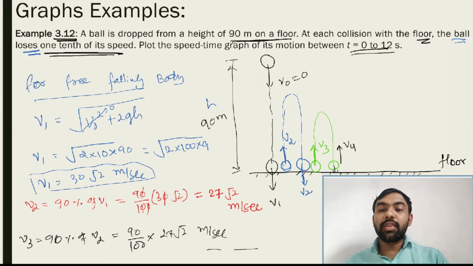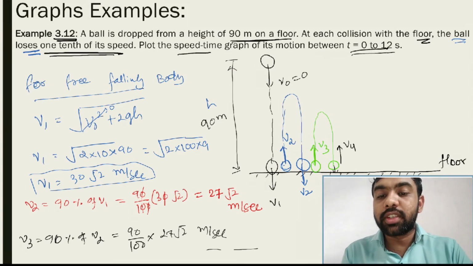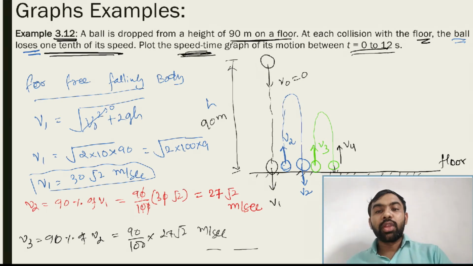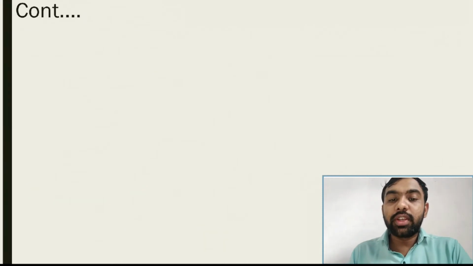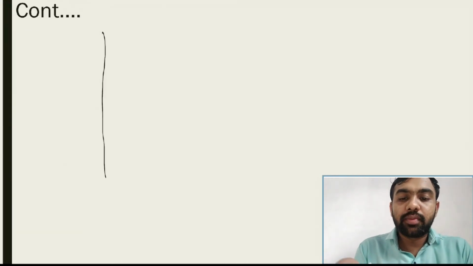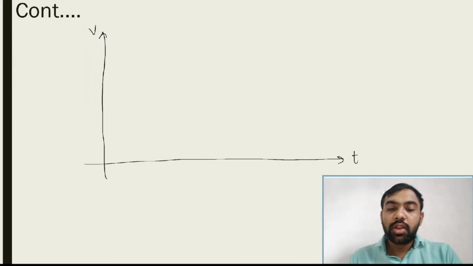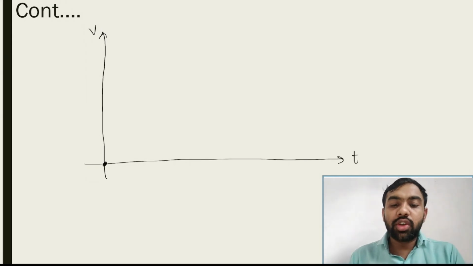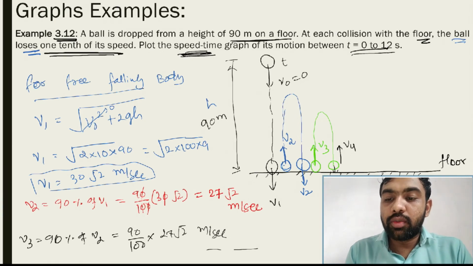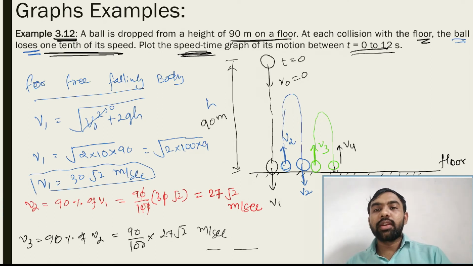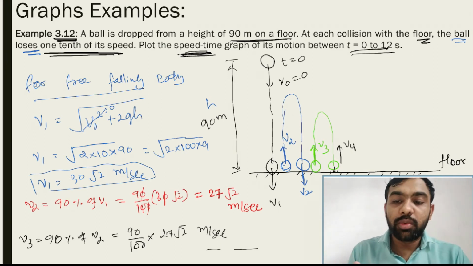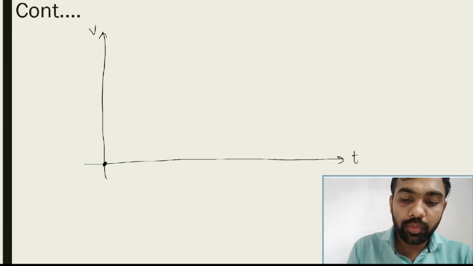So how do we draw the graph? Here we just plot the speed versus time graph. Speed is never negative. Let's draw the graph, v versus t. So initially, at t equal to 0, the ball is where? The speed of the ball is 0. So the first point is this one.